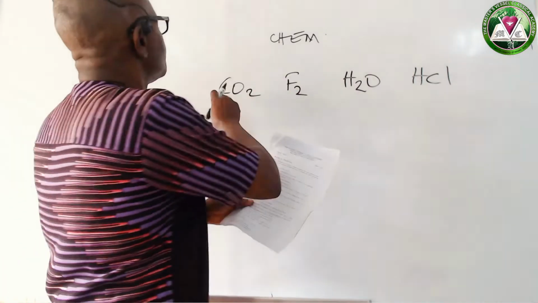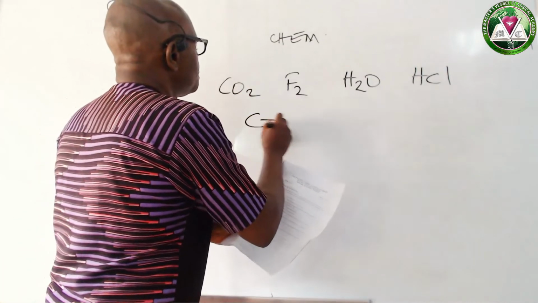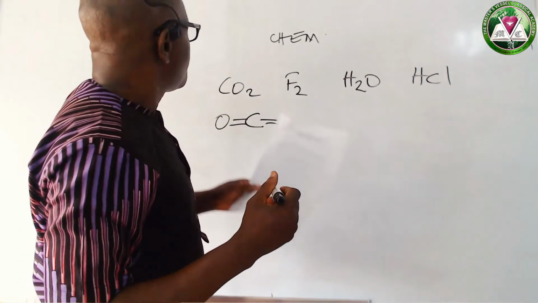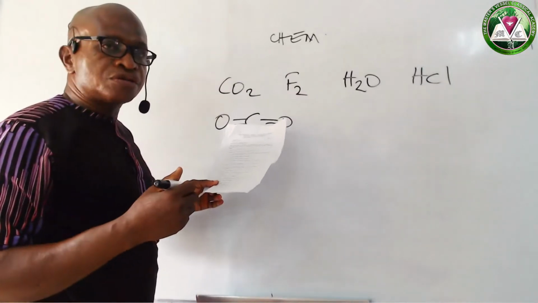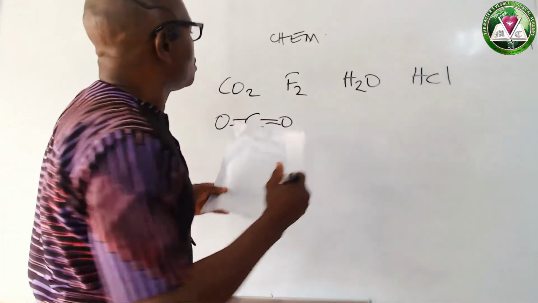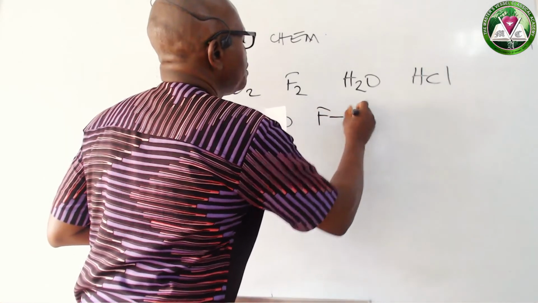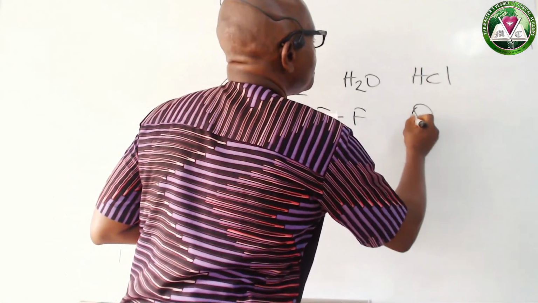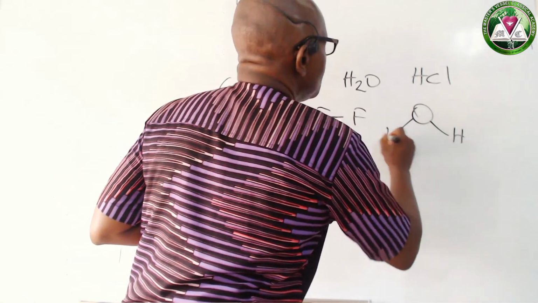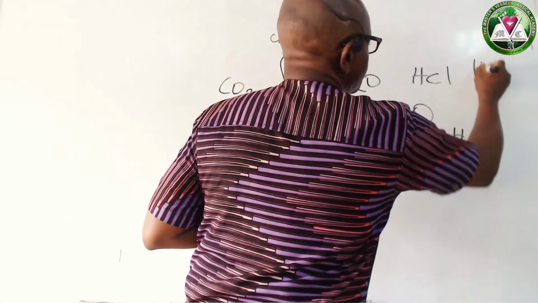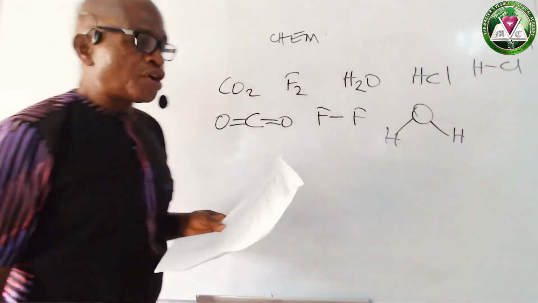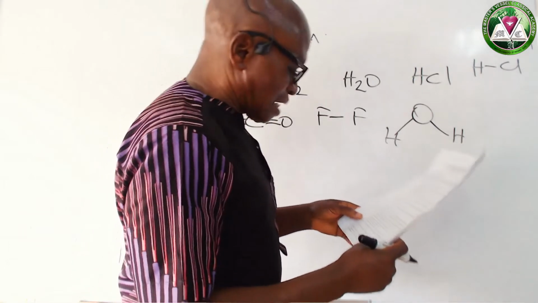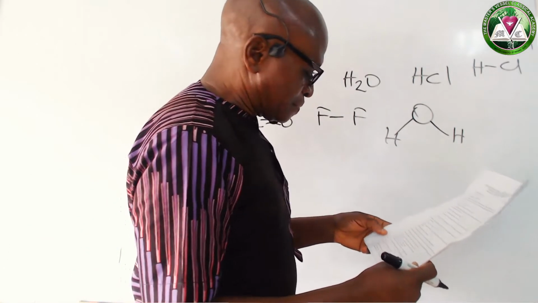Look at the structure of carbon dioxide. See? Double bonds. You can see here that this is a linear structure. You look at fluorine, you have F, this is linear also. You look at water, this is non-linear. You look at hydrogen chloride, it is a linear structure. Therefore, the answer is C, because the structure of water is non-linear.